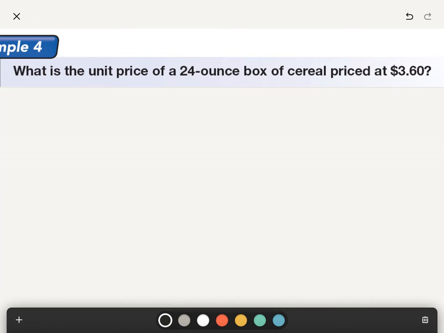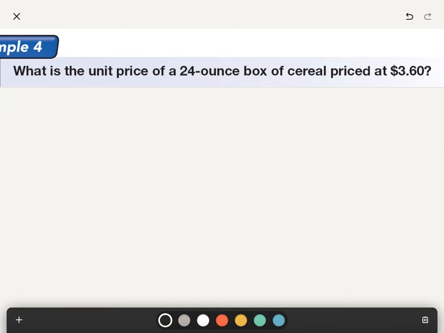Nope. All right, so what is the unit price of a 24-ounce box of cereal priced at $3.60? So, everyone, tell me how we should get this answer. Ready? 1, 2, 3, we divide! Okay, you get started with that. I'll catch up. Now, I think they're trying to make a point that getting all these unit answers, you usually divide.